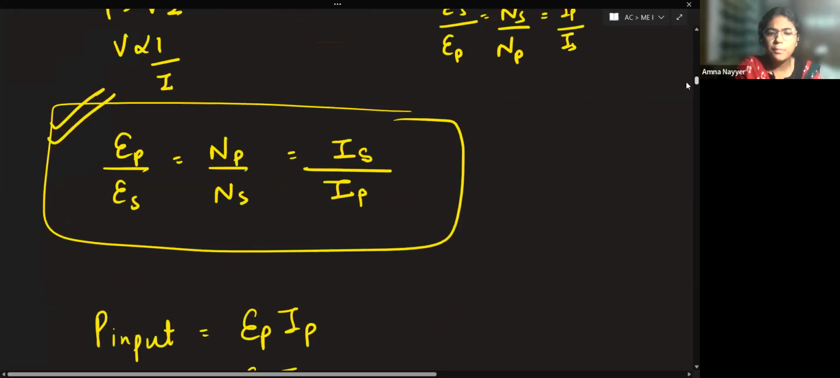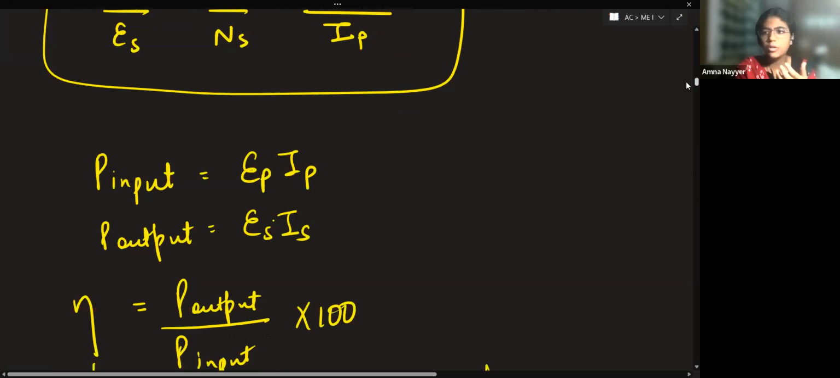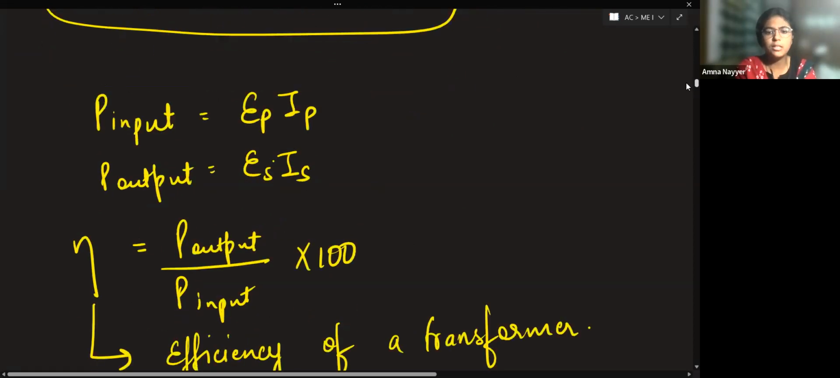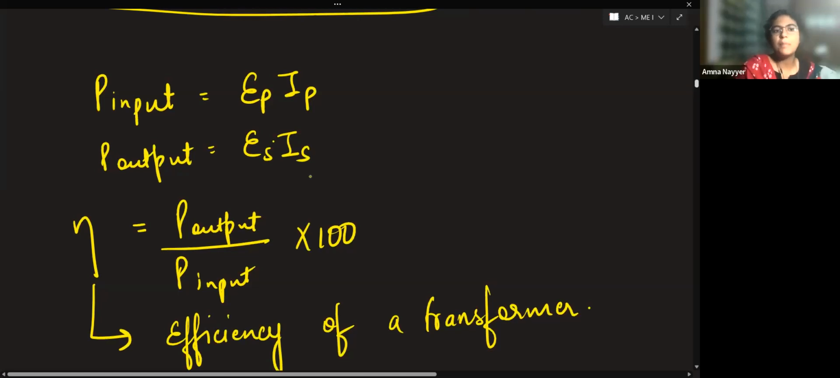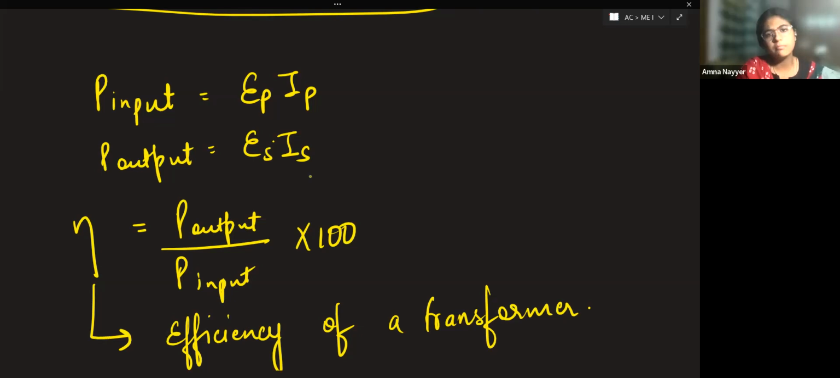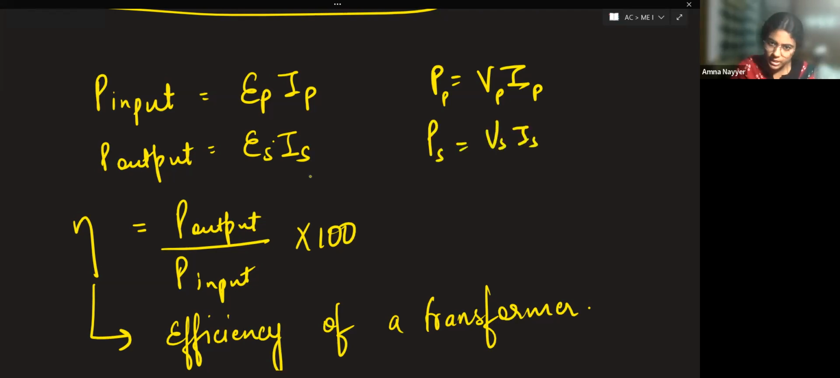All right, power for a transformer you can also write. This is just the theory part, then you can note it down. Power input will be EPIP. Power output will be ESIS. Why? Power is equal to VI. So for input, meaning for the primary, it is the current in the primary coil multiplied by the voltage in the primary coil. For output, simply it will be VSIS, meaning voltage in the secondary times current in the secondary.